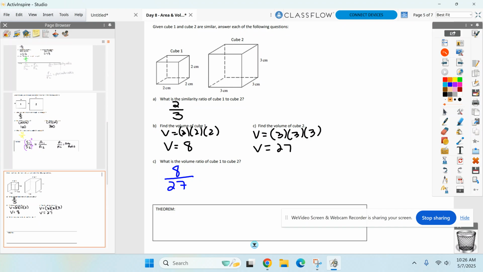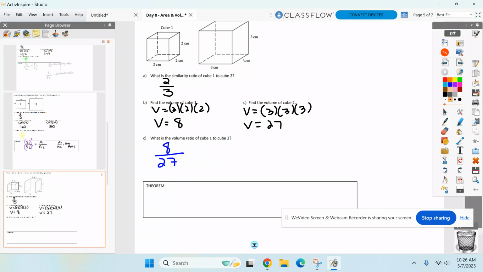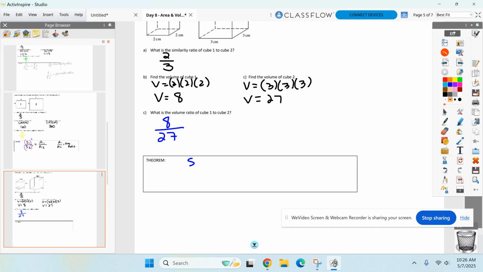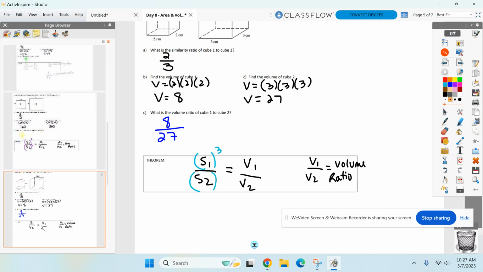Obviously not equal to the similarity ratio. All right, obviously not equal, but let's fix it. If I know S1 over S2, this is clearly incorrect based on our work above, that it's not equal to the volume ratio. Fix it. Zach? You cube it. Cube what? You cube the similarity ratio. Cube the similarity ratio. Shocker, because how do I leave my units in any volume problem? Cubic units, yes.